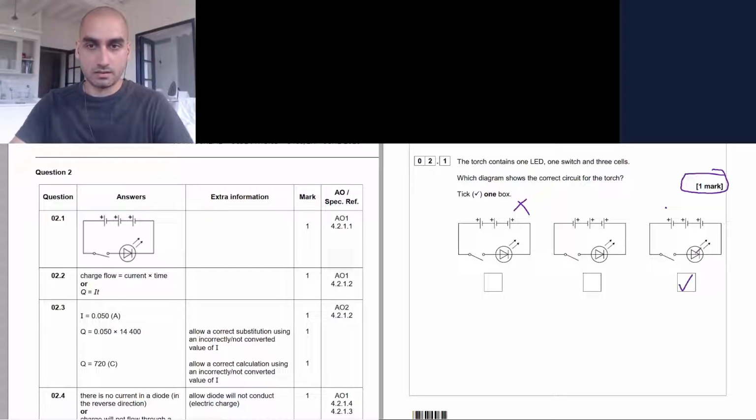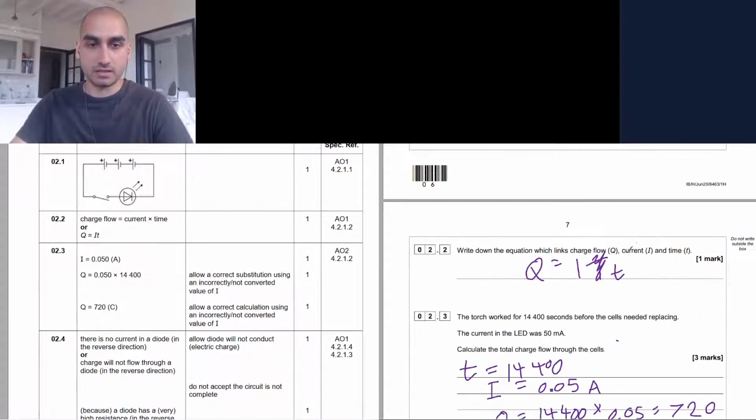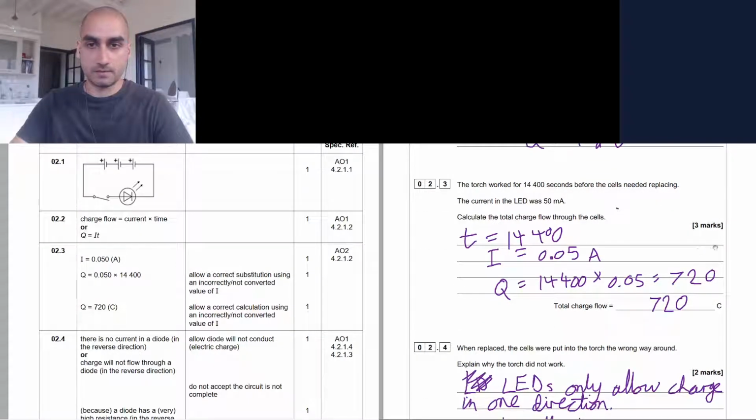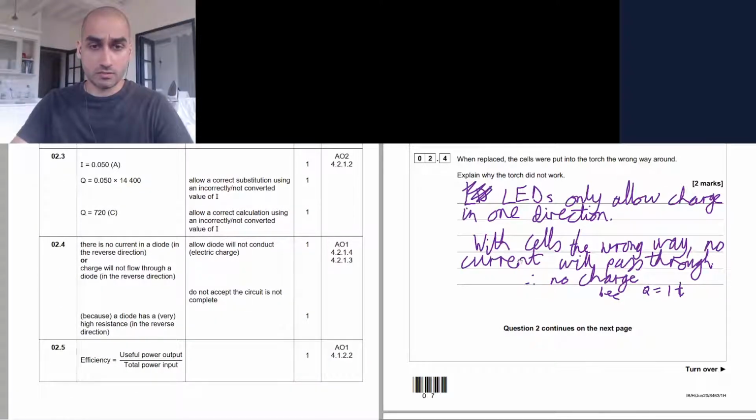Plus, negative is on the flat side. Q equals IT, 720. There is no current in a diode in the reverse direction. When cells are in, no current will pass through. Yeah, that's what I said. 2 marks.